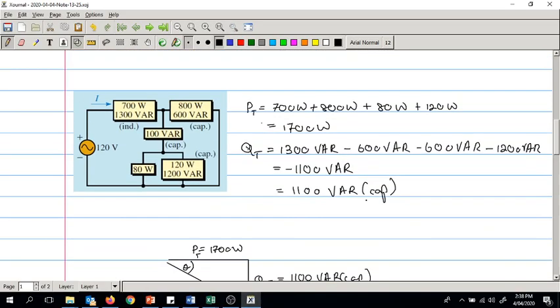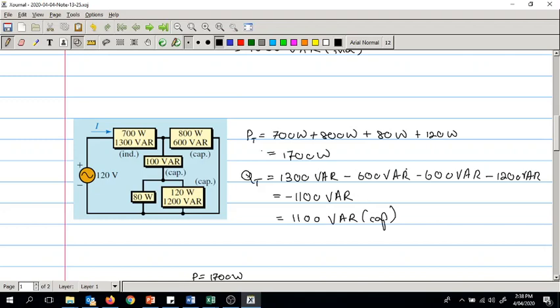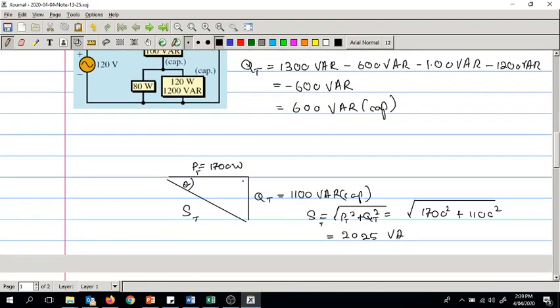The mistake is, this is 100, not 600. So this is 100, so what does that make this? Let's do that calculation again. That is 1300 minus 600 minus 100 minus 1200, which is 600 actually. So minus 600, so 600 VAR, and this is actually 600.